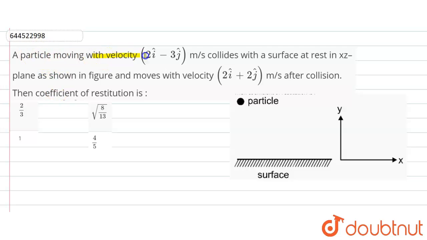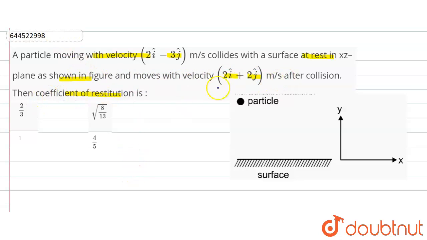Hello friends, the question is given here. A particle is moving with velocity 2i minus 3j meter per second, collides with a surface at rest in the xz plane as shown in the figure, and moves with the velocity 2i plus 2j meter per second after collision. Then find the coefficient of restitution.